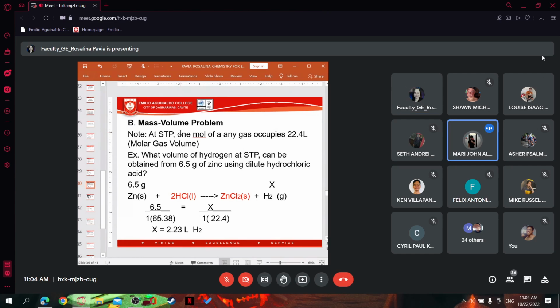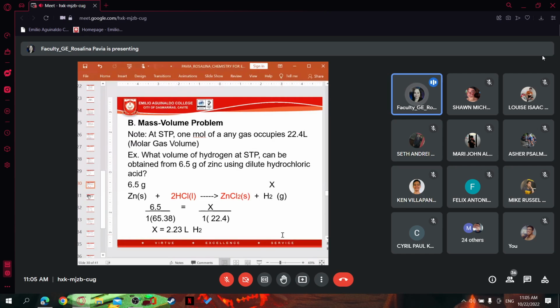Hello? 22 po ba, ma'am? 22 what? 0.4 liters po. Okay, 22.4 liters. Gagamitin natin yan dito. Okay? The MGV of any gas at STP is 22.4 liters. Okay. So the problem states that at STP, 1 mole of any gas occupies 22.4 liters.